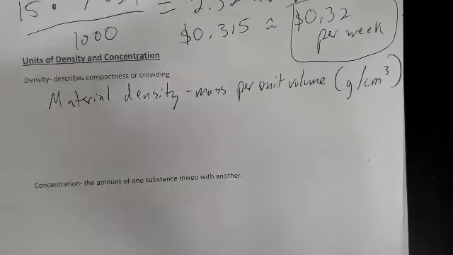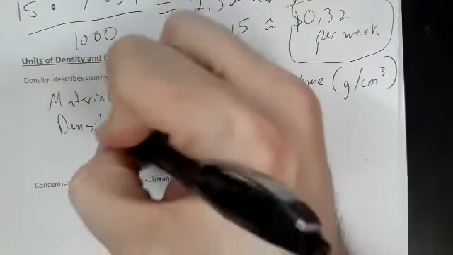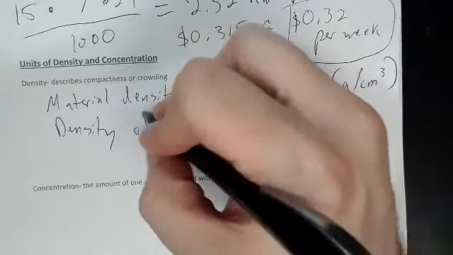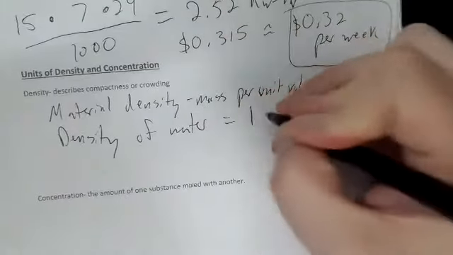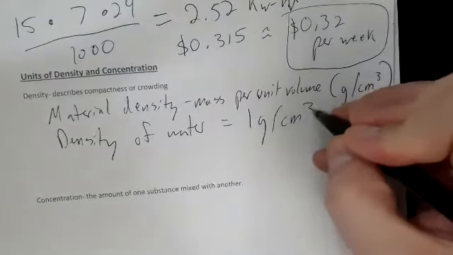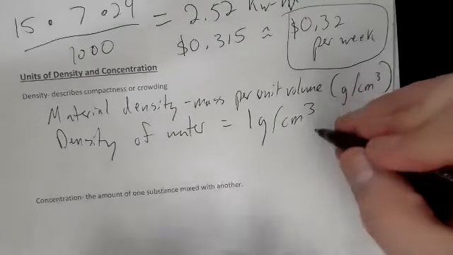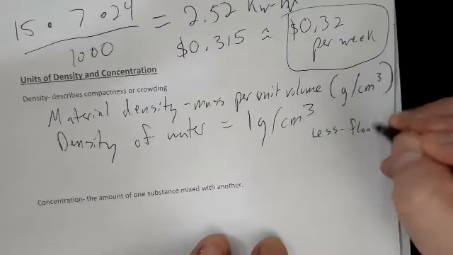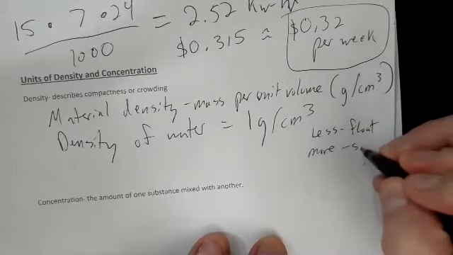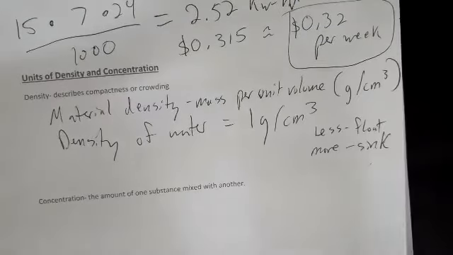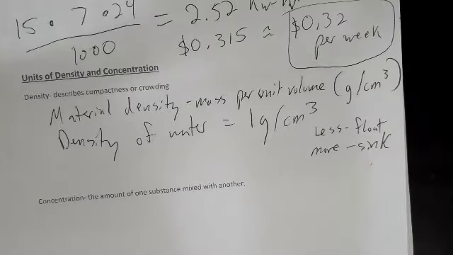And so with this, the density of water, we want to talk material density of water, is 1 gram per centimeter cubed. And so when we talk about buoyancy, things that are less are going to float. Things that are more will sink. There are 2 other things that they talk about density with in the book.